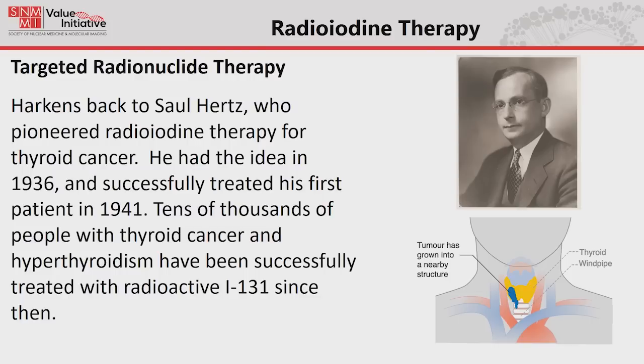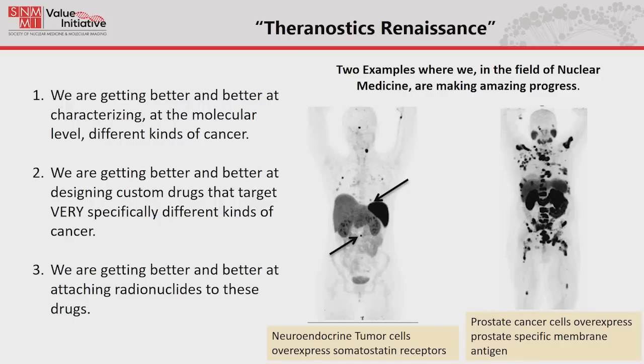And you can obliterate the thyroid and, more importantly, the thyroid cancer. Tens of thousands of people have been treated with this over the years. So this targeted radionuclide therapy is not new. But what's happening now is we're using it a lot more specifically because of three things.